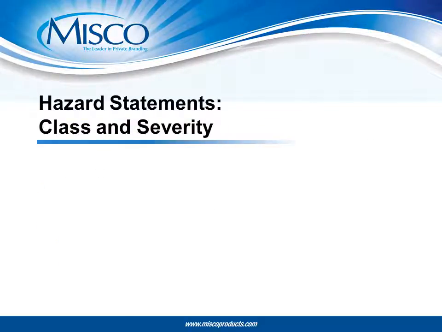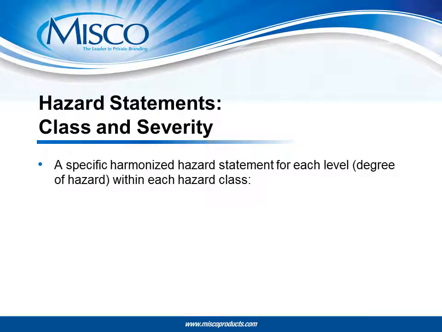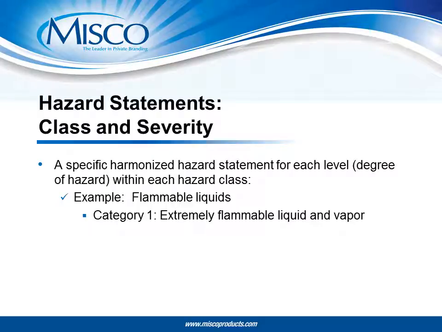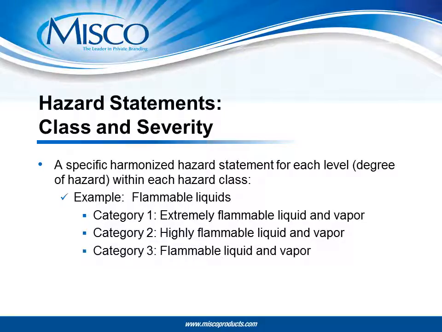Hazard statements regarding class and severity. A specific harmonized hazard statement for each level, or degree of hazard, within each hazard class. For example, flammable liquids: a Category 1 is extremely flammable liquid and vapor. A Category 2 is highly flammable liquid and vapor. A Category 3 is flammable liquid and vapor, where a Category 4 is combustible liquid.